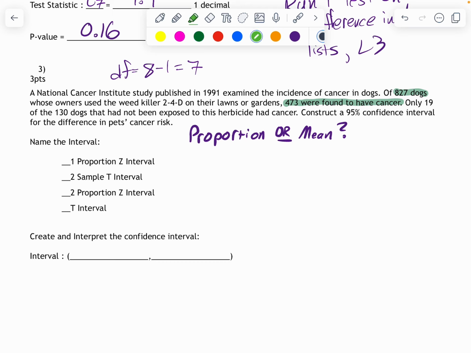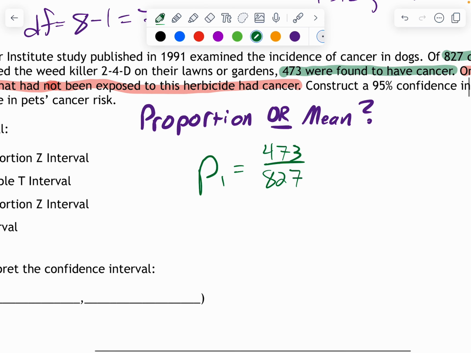Then they came back and they had another sample. 19 of the 130 dogs that had not been exposed to herbicide had cancer. So we have two samples, okay? We've got P1, which is a proportion, 473 out of 827 that had cancer.